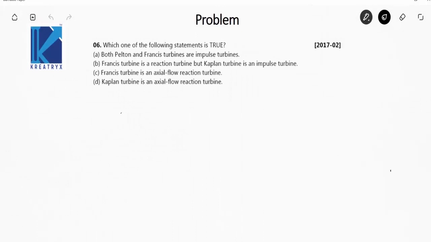Which one of the following statements is true? Okay, both Pelton and Francis turbines are impulse turbines. Okay, so you have been asked that which is the impulse turbine, which is the reaction turbine. Okay, so Pelton is actually impulse turbine. Let me write here. Pelton turbine is impulse turbine.